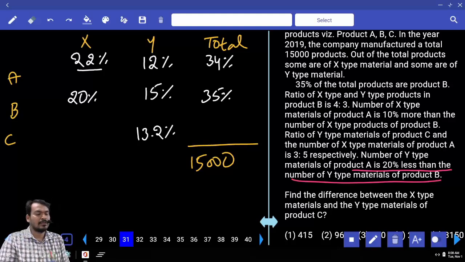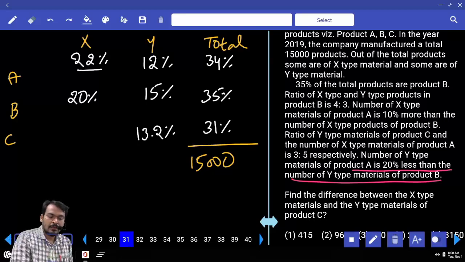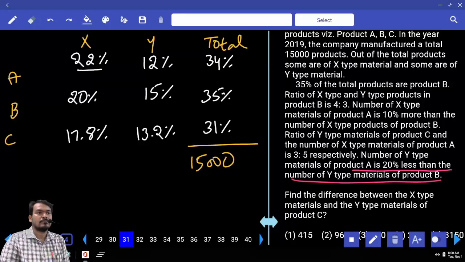34%. Total is always how much percent? 100%. In that, A is 34, B is 35. Remaining 31%. Out of 31, the Y value is how much? 13.2. These two are subtracting, we get the C X value. What is the difference? 17.8%. All are converted to which one? Percent. All are in percentage.